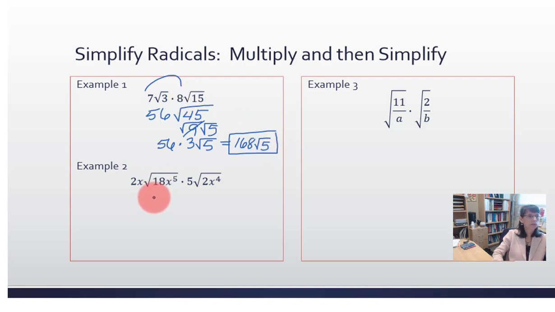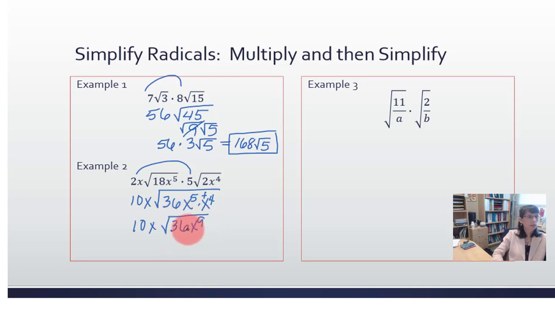Now we'll do something similar for example 2. Outside of the radicals, we have 2x multiplied by 5. That would give us 10x. But underneath the radical, numbers 18 times 2 would give us 36. And then I have x to the 5th multiplied by x to the 4th. When we find the product of x to the 5th times x to the 4th, we're actually just adding those exponents. So that would become 10x square roots of 36 x to the power of 9.